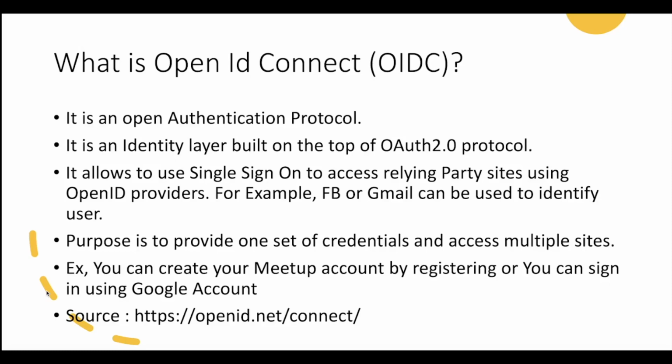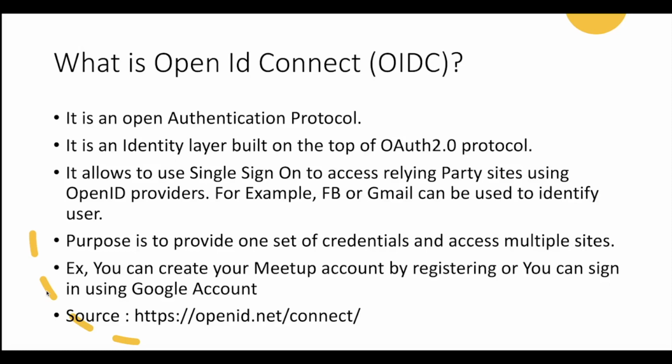For that layer, we have OpenID Connect. In one of our videos, we saw how we can do it using SAML also. It is similar to SAML. The same functionality provided by SAML to authenticate a user is also provided by OpenID Connect. So it allows you to use social sign-on to access relying party sites using an OpenID provider. For example, Facebook or Gmail can be used to identify a user. The purpose is to provide one set of credentials and access multiple sites.